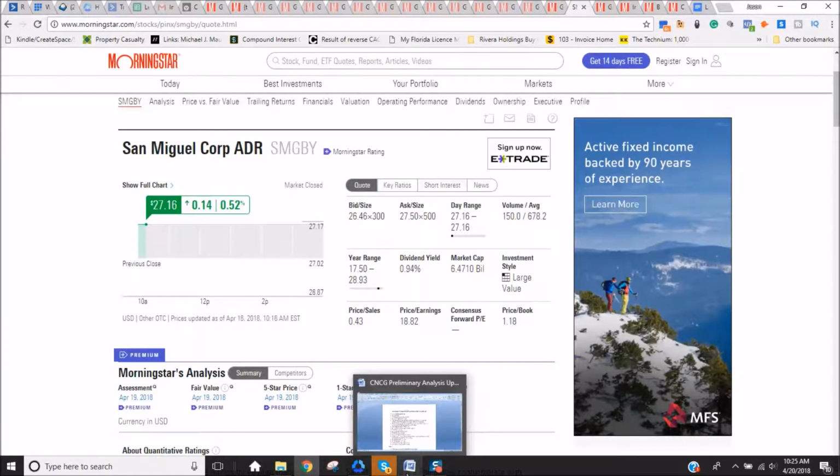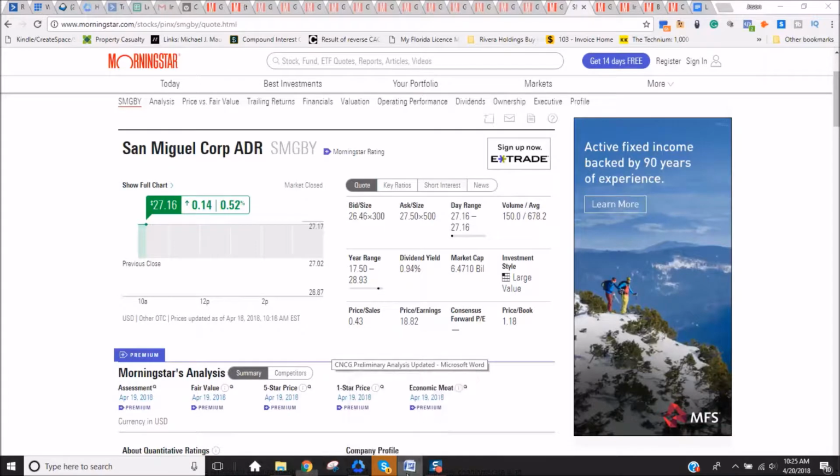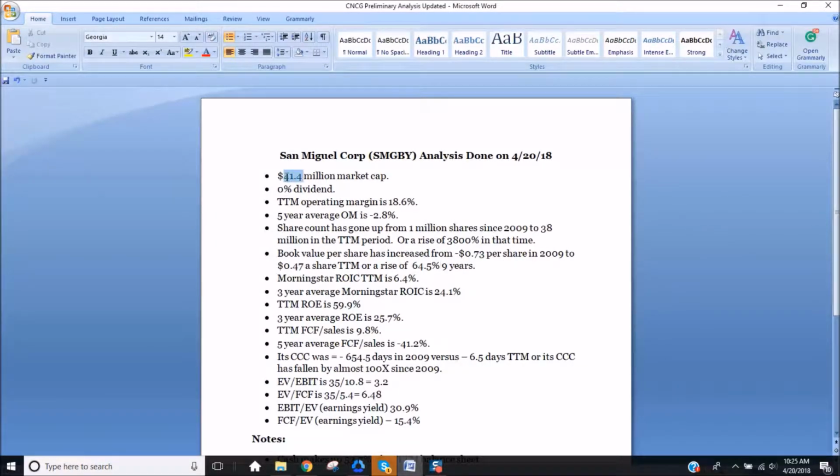So, 6.47 billion. First thing I want to make note of here is this is in US dollars, but the numbers down here, when we get to down here, will be in Filipino pesos.